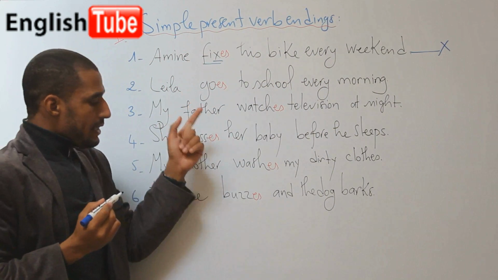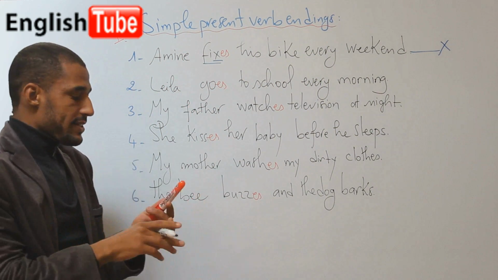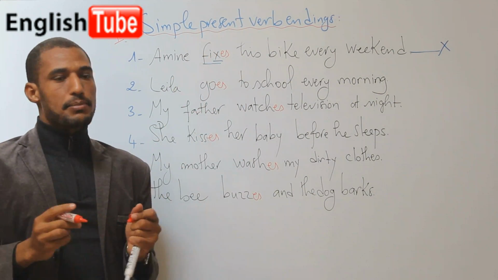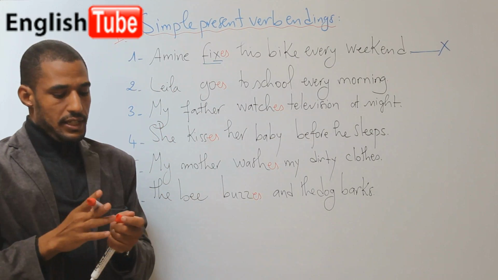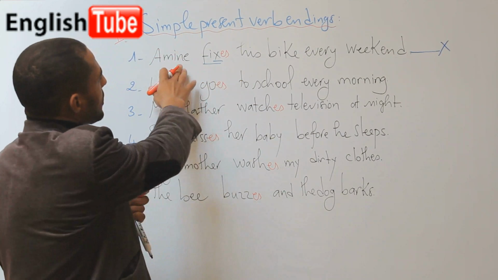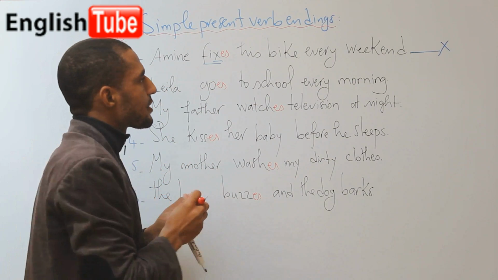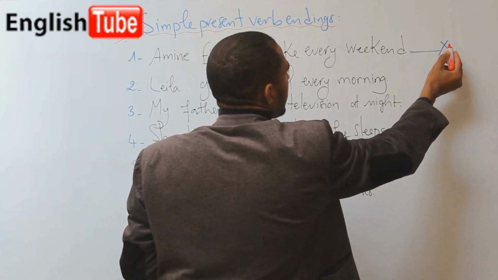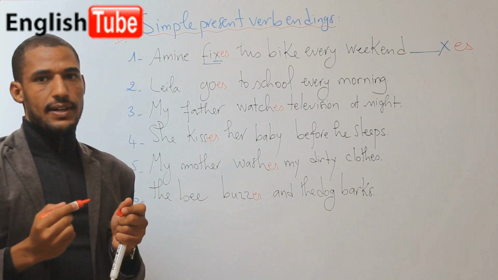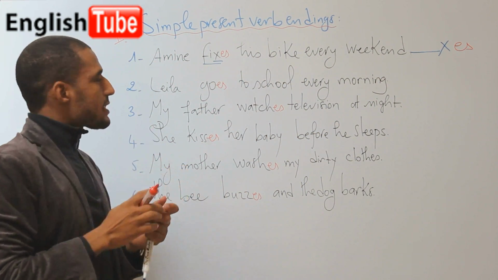Great. And the verb ending, as you can see here, is what we have added right after we put the verb in simple present, after the subject pronoun he. So we have the verb ending that we have added, ES, right? Good. Let's move on to the second sentence.